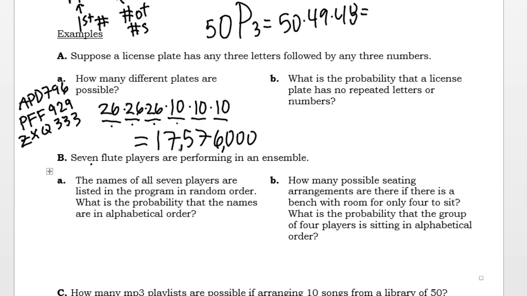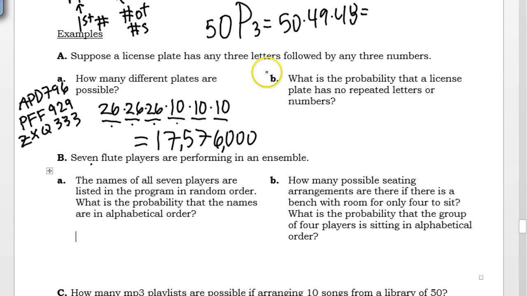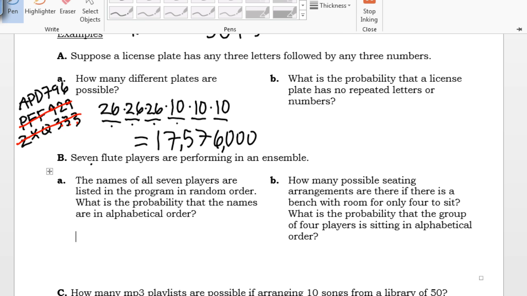Example B, what is the probability that a license plate has no repeated letters or numbers? So this is going to follow more of that permutation scheme. Of the examples that I listed, this one wouldn't be possible because it repeated the 3. And this one wouldn't be possible. It repeated the F's and it repeated the 9's. So we're going to eliminate a lot of those possibilities. So I'm going to go back to my original scheme.